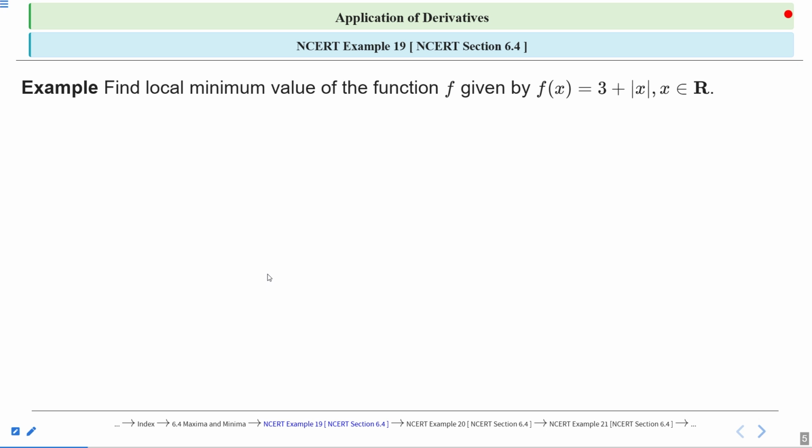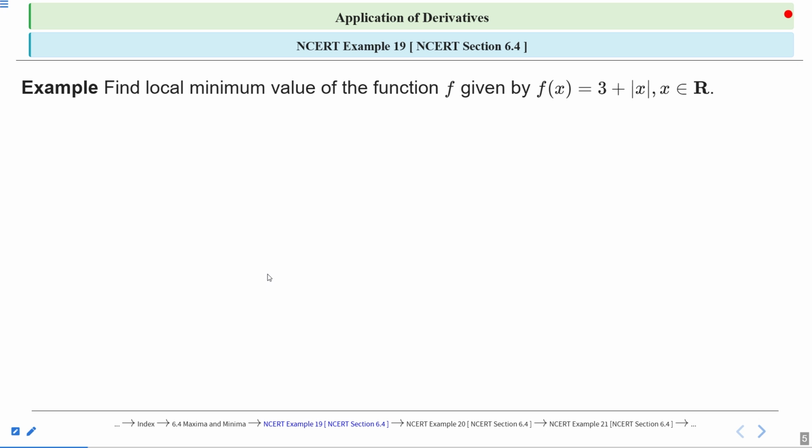So how can we find the local minimum value of the function f given by f of x equal to 3 plus absolute value of x? See, we will first try to draw the graph of f of x equal to 3 plus absolute value of x, right? By using the graph, we can easily say at which point the function will have local minima, right? Also, another way of solving this is you can write it as a piecewise function.